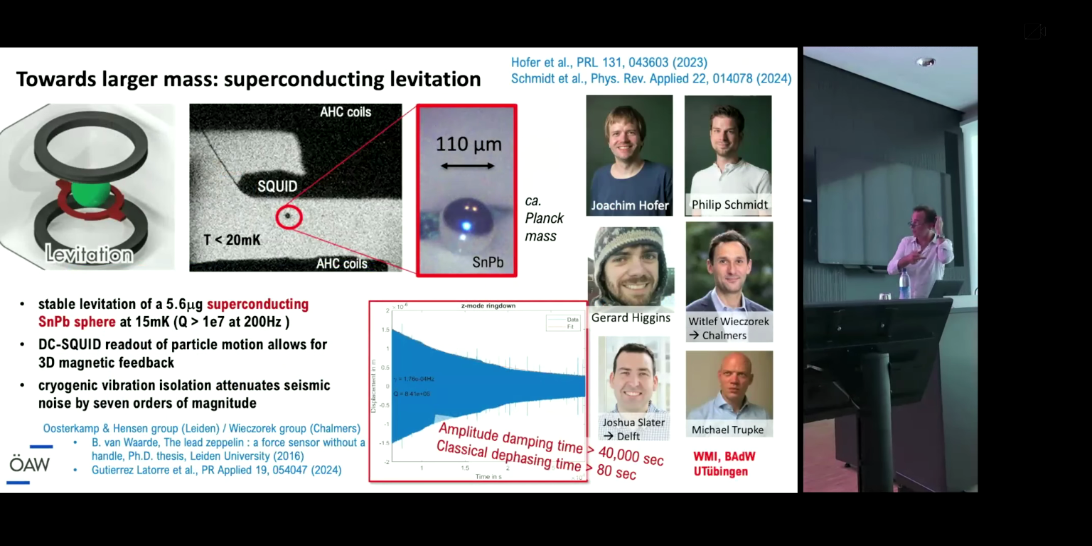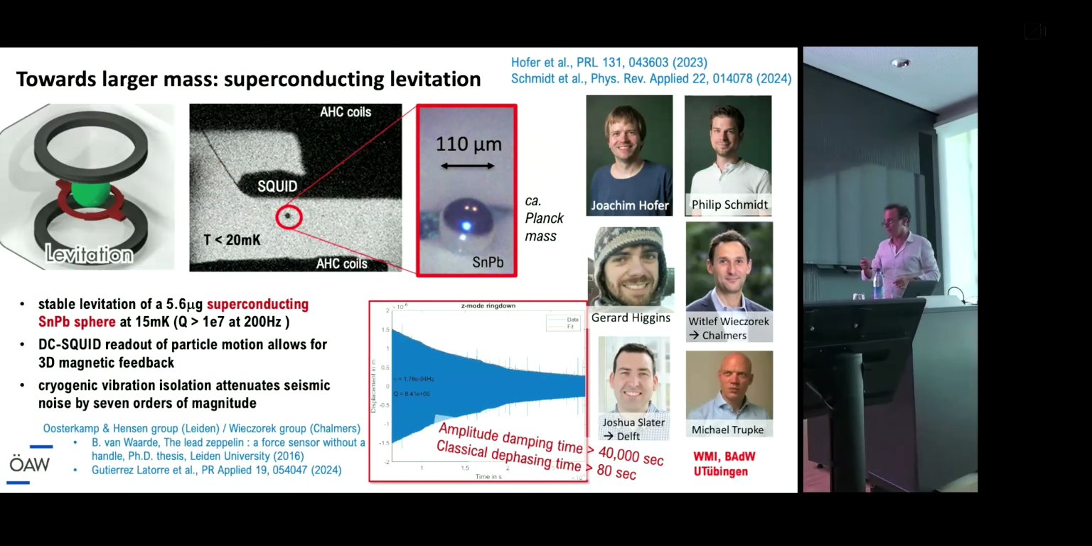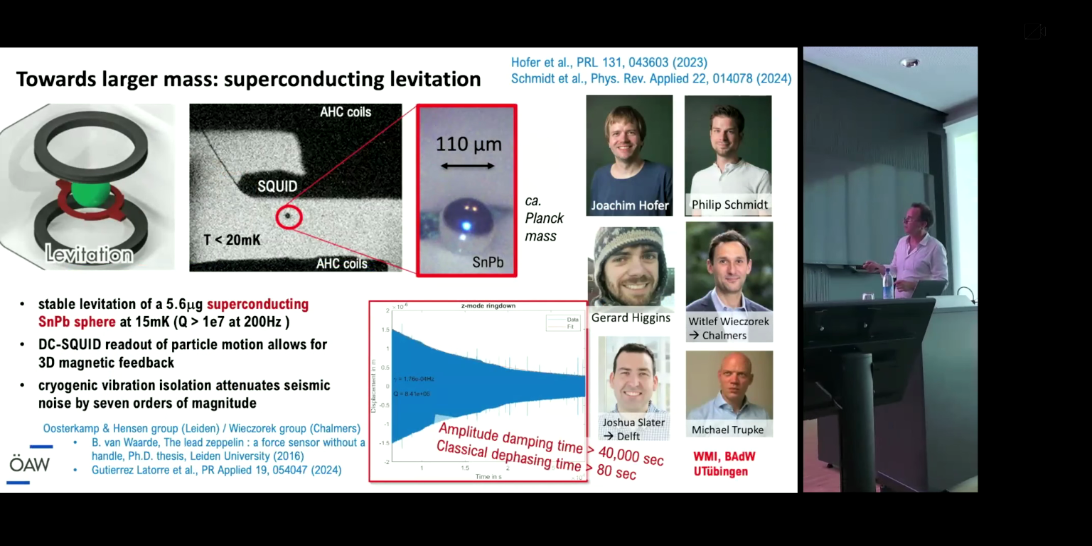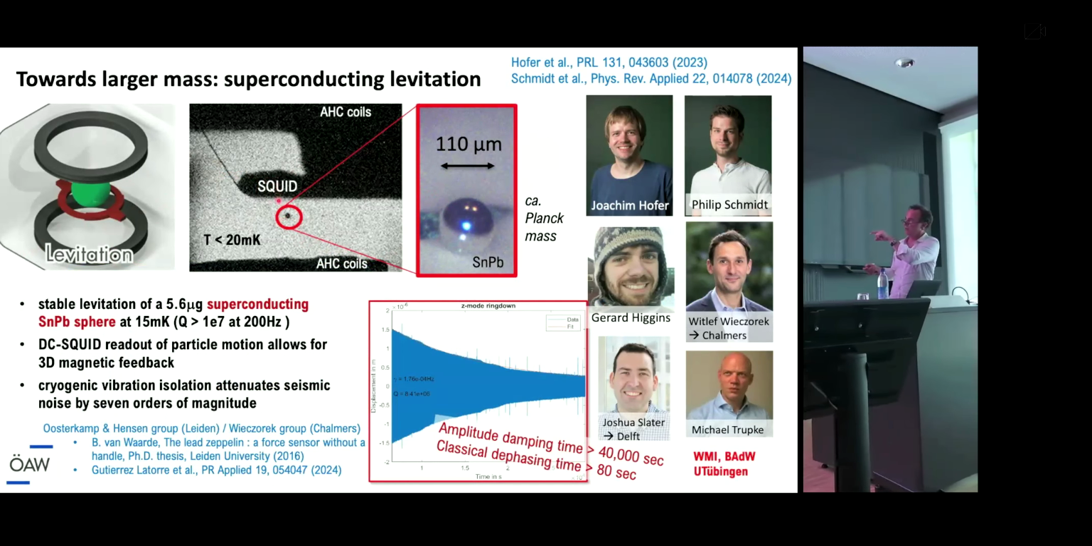That's something that we do in collaboration with Hans Hübel and Rudolf Gross, where we have now superconducting particles, and we levitate those superconducting particles inside a dilution refrigerator, just using diamagnetic levitation. We read out the particle motion by just reading out the flux modulation through a squid. And then again, we can do feedback.